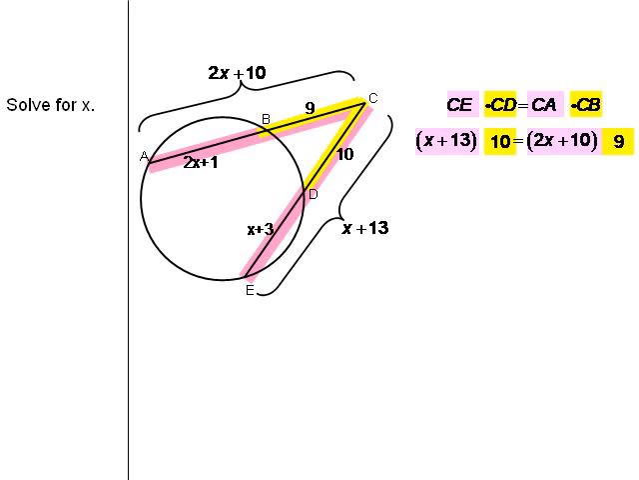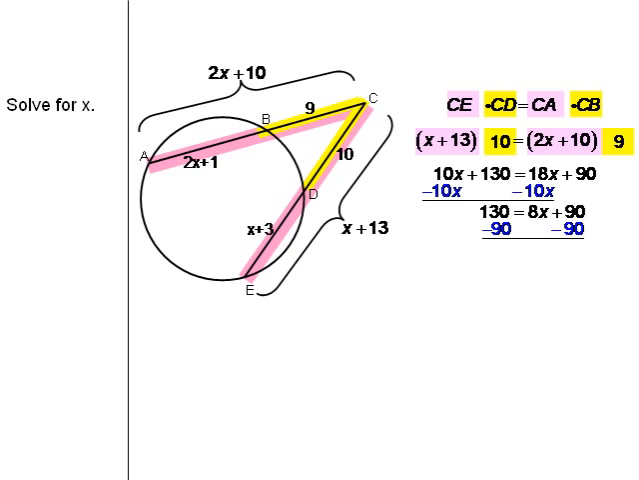We have to distribute on both sides: 10 times x plus 13 and 9 times 2x plus 10. We get 10x plus 130 equals 18x plus 90. Now we get our x's to the same side, so we subtract 10x from both sides. We get 130 equals 8x plus 90. We subtract 90 from both sides and get 40 equals 8x. Then we divide by 8 on both sides, and x equals 5.